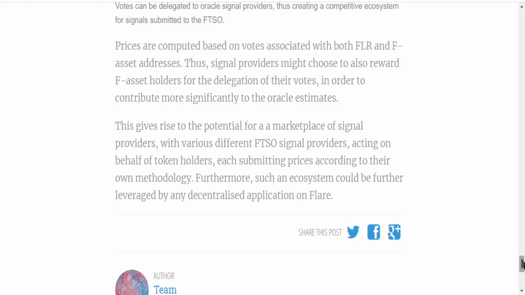And this will give rise to the potential for a marketplace of signal providers, with various different FTSO signal providers acting on behalf of token holders, each submitting prices according to their own methodology. Furthermore, such an ecosystem could be further leveraged by any decentralized application on Flare. This is a very powerful system, more so than mining and block rewards, because you don't need the native token to secure the network. You could utilize it in other ways. And this is a breakthrough in network design.